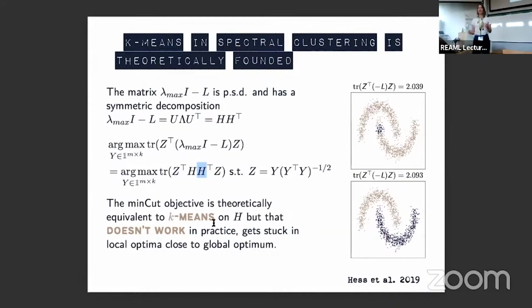But in practice, this somehow doesn't work. So if you see here, for example, this two moons example, and then we have here the objective, which is to maximize. And then you see that here, if we have this very non-OK clustering, the objective is 2.039. But if we consider the perfect clustering, then the objective is just a tiny bit higher. But the difference between the two is like really big.